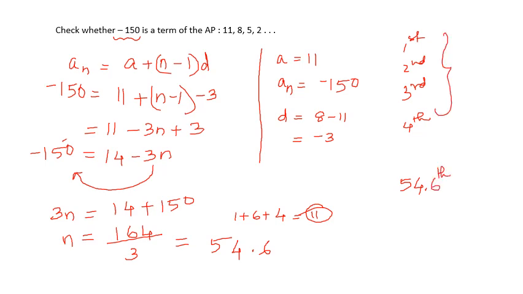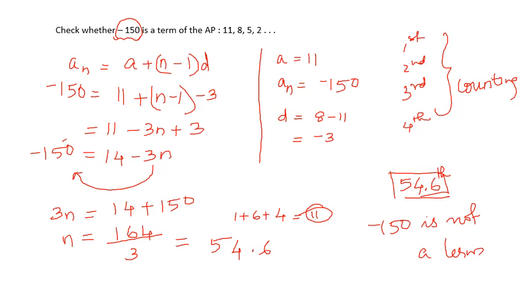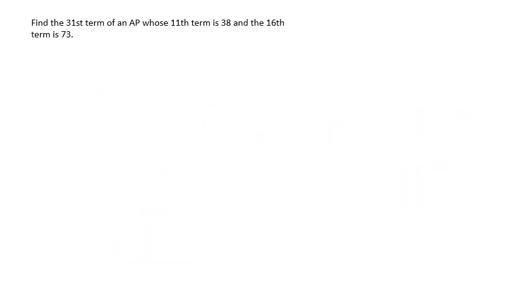All these are counting numbers, isn't it? Is 54.6 a counting number? No. So can this number, check whether minus 150 is a term. Can minus 150 be a term of this AP? No. Minus 150 is not a term of the AP. Is this understood? Yes. Moving on to the next question.